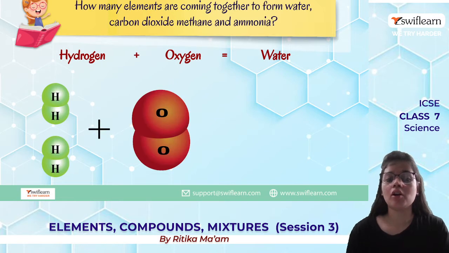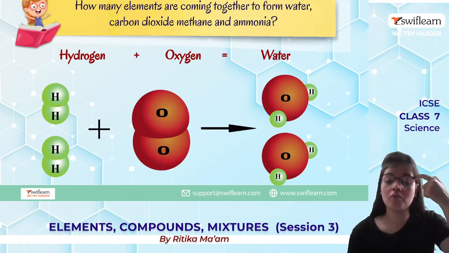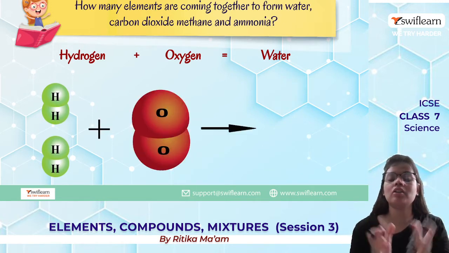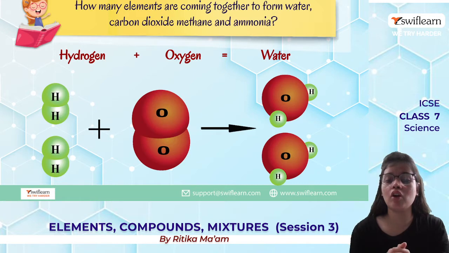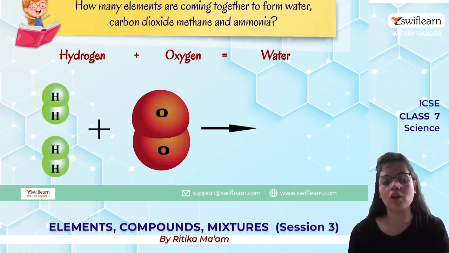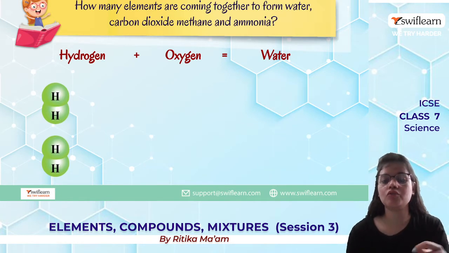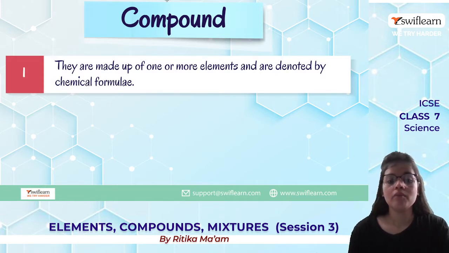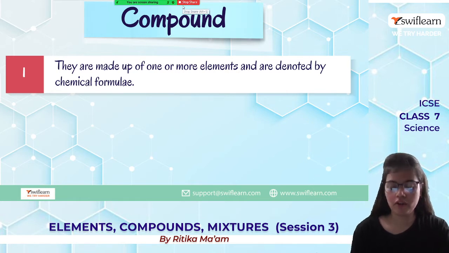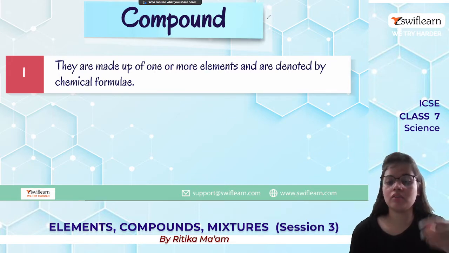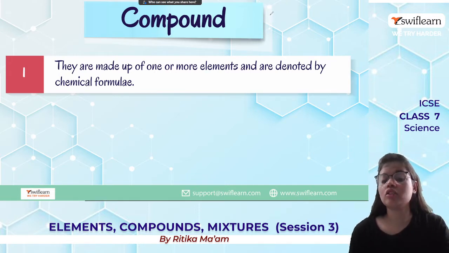Now, if I talk about how many elements come together to form water, carbon dioxide, methane, ammonia, etc. So there is a particular number of elements that come together and form these different types of compounds. Like if I talk about water, so hydrogen and oxygen. So 2 elements come together to form water. Now what is meant by compound? So they are made up of 1 or more elements and are denoted by chemical formulae.